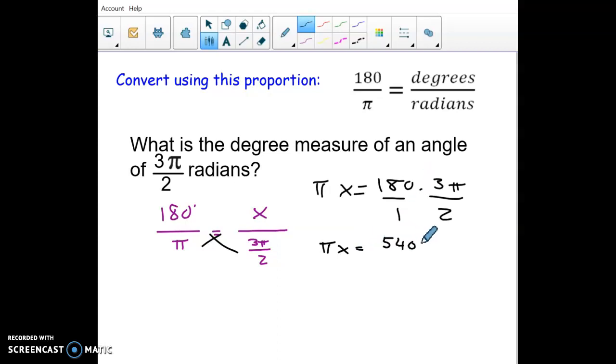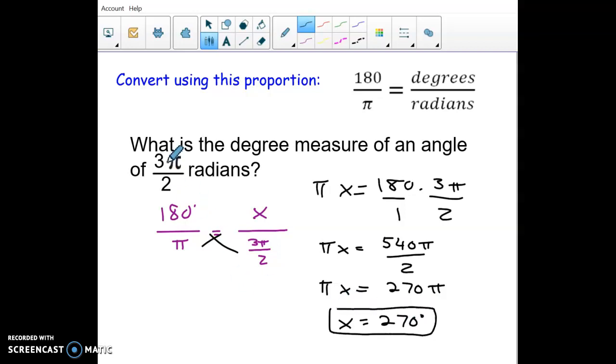540, I think, pi over 2. And then 540 divided by 2, I think is 270. I think so. And then the pi's just cancel out, so you get 270 degrees. So this thing in radians is 270 degrees.